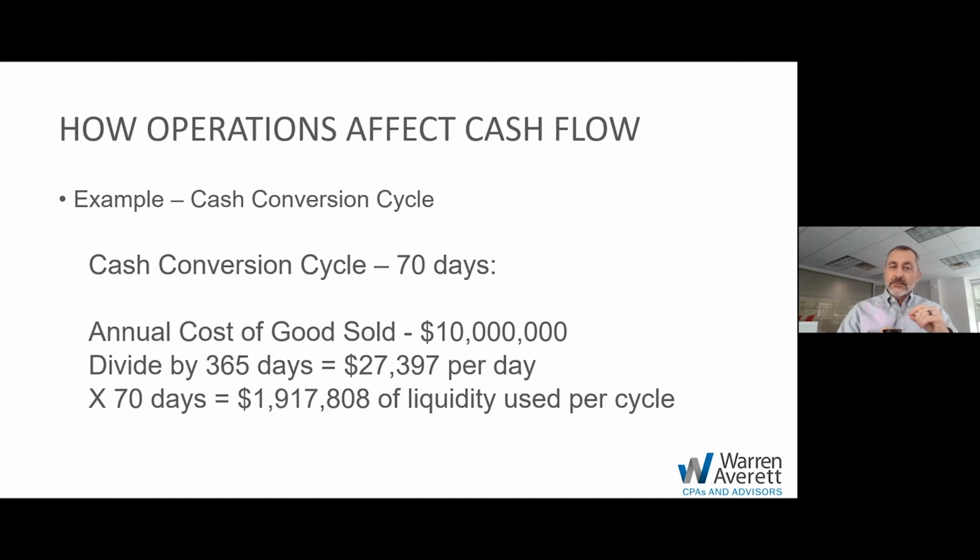Well, 70 times 27,397 is a total measurement of liquidity used, cash used by the company for the purpose of cycling cost of goods sold of $1.9 million. Well, how much does that cost the company? So let's take a look at that.